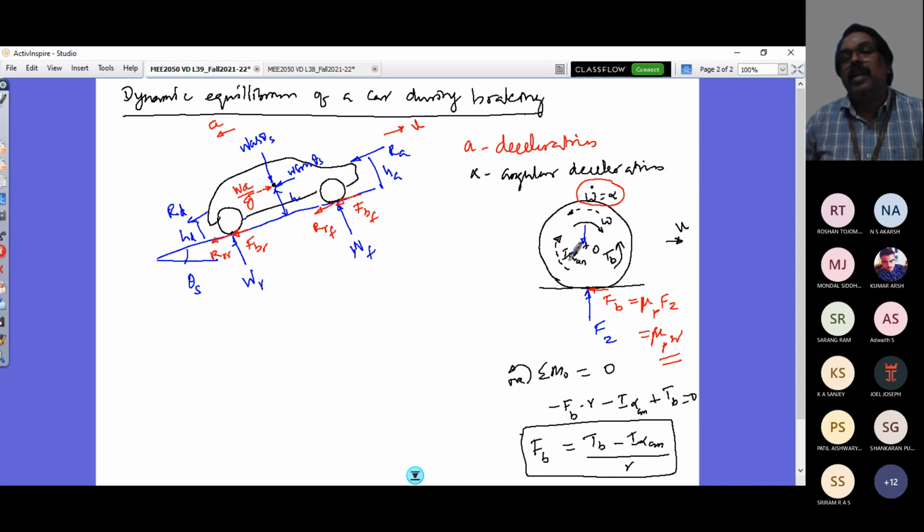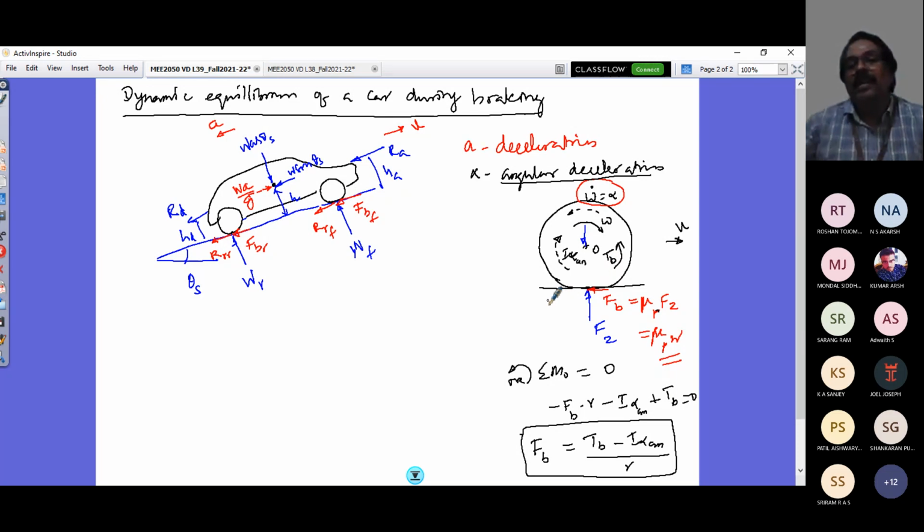This free body diagram is angular deceleration that doesn't result in locking of the wheel. When you have locking of the wheel, FB becomes FB max, and that would be equal to mu s times FZ instead of mu p times FZ. That's something we should remember. The wheels are not expected to lock all of a sudden. They are expected to stop gradually, not lock, and that can be achieved through an ABS system.